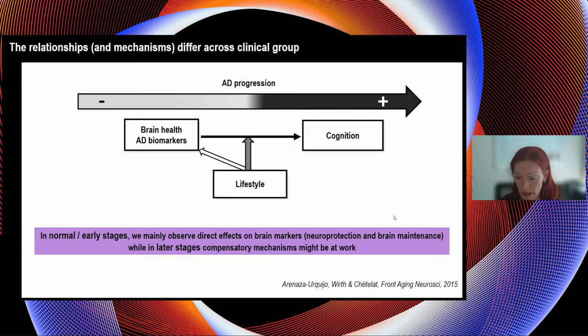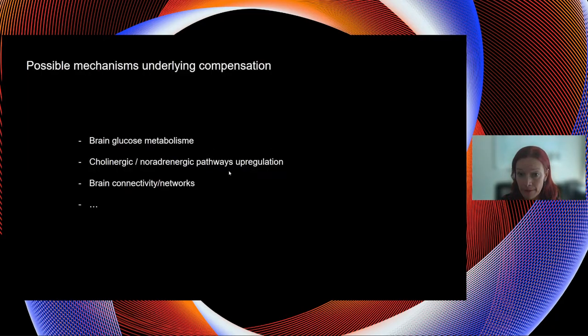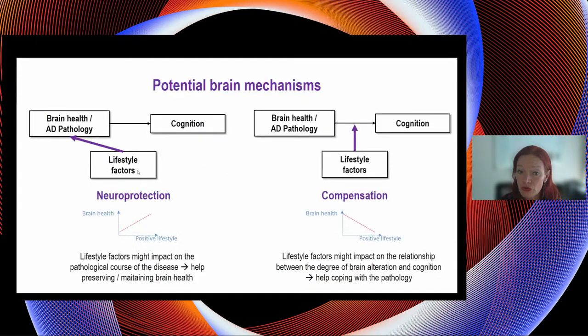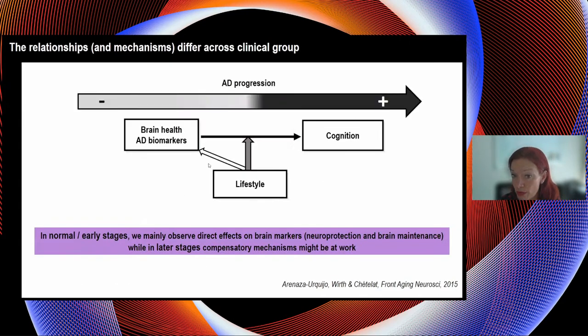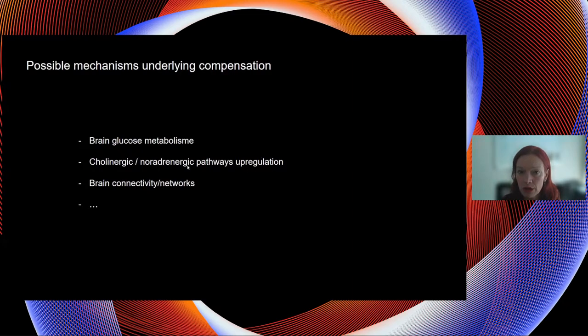And what we showed is that neuroprotection is more prominent in participants with normal cognition, while the compensation processes act more in later stages, as the disease progresses in MCI and early AD stages. There are several possible mechanisms underlying compensation that have been postulated, and I will just give a few examples here.